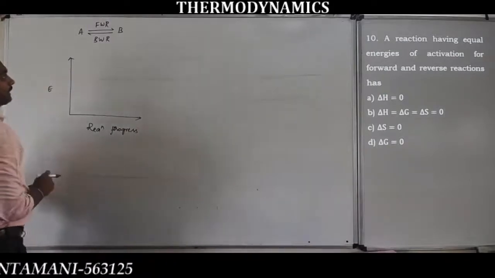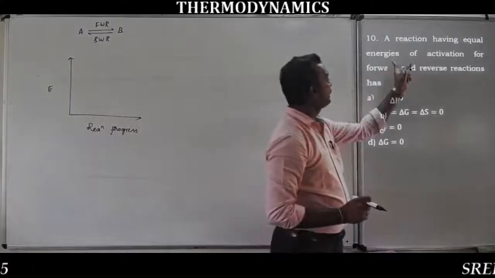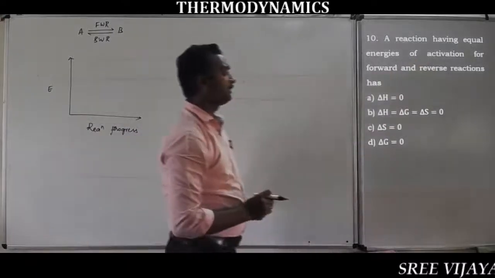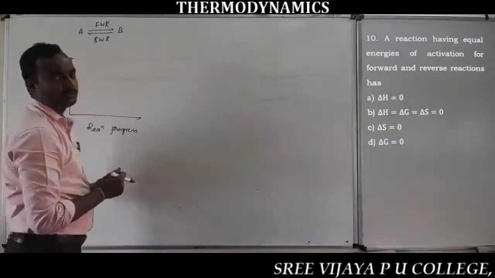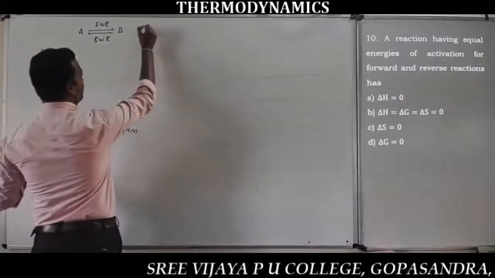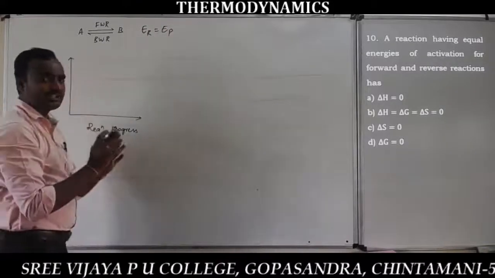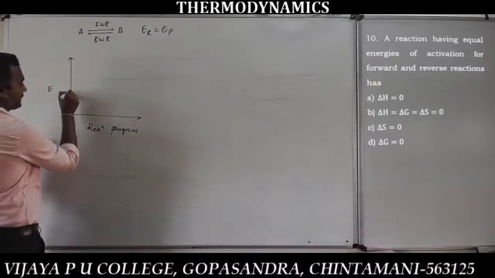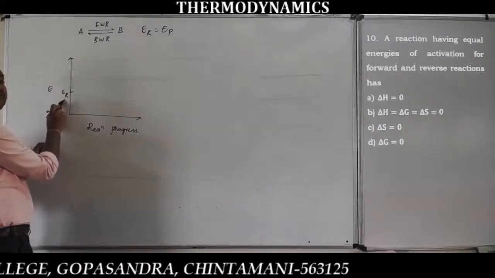So again, for the forward reaction and the backward reaction, the energies of activation are equal, he says. So equal activation energy of forward and backward reaction means the energy of reactants must be equal to the energy of products. Let me say, this is one of the graphical representations, where ER is called the energy of reactants.